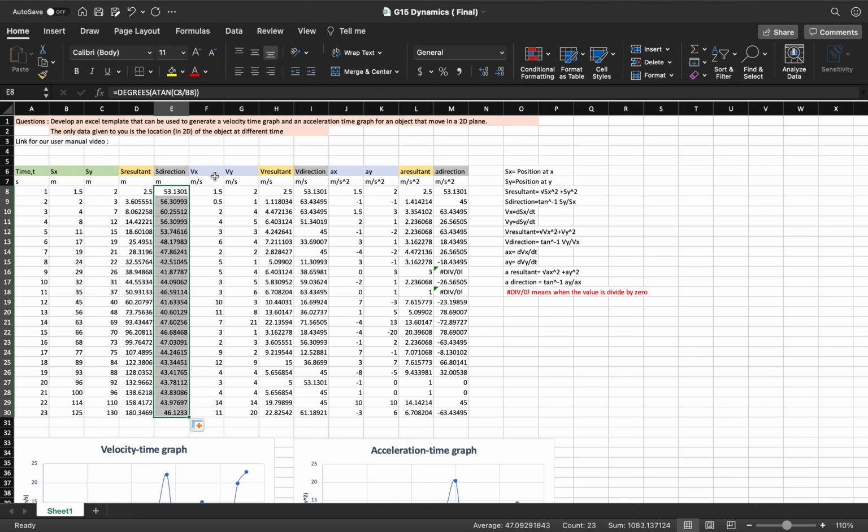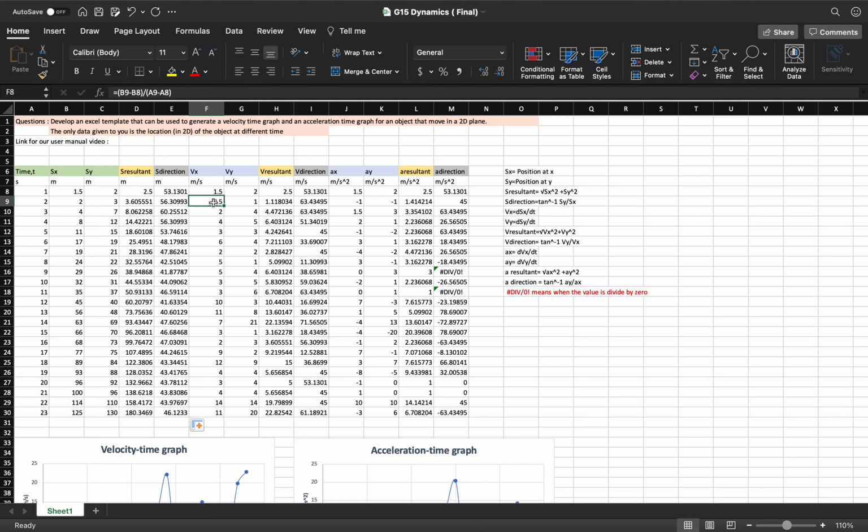Next, we are going to calculate the velocity of the object in the x and y directions. As we know, velocity is equal to displacement over time. So for Vx we are going to use dSx over dt, and for Vy we are going to use dSy over dt. For Vx, we can calculate by inserting an equal sign, open bracket, B9 minus B8, over A9 minus A8, close bracket.